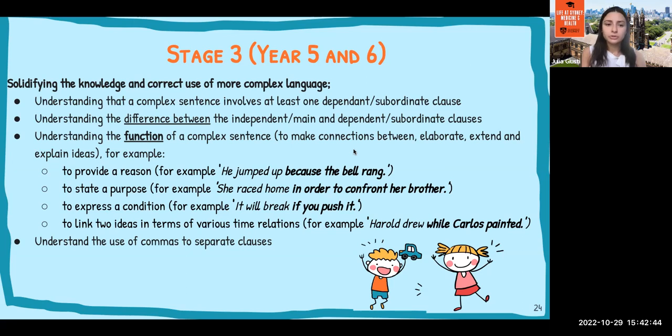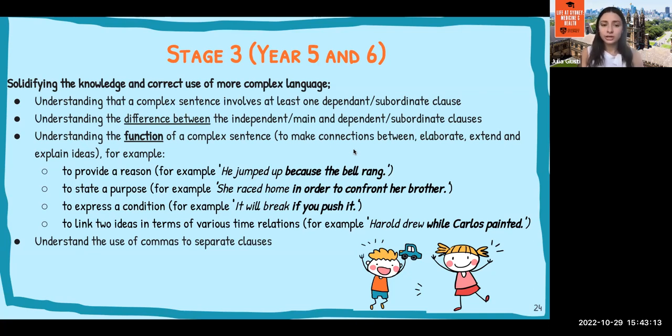For example, to provide a reason, and an example of this would be, he jumped up because the bell rang. To state a purpose, for example, she raced home in order to confront her brother. To express a condition, for example, it will break if you push it. And to link two ideas in terms of various time relations. For example, Harold drew whilst Carlos painted. Students should also understand and consolidate the use of commas to separate clauses.